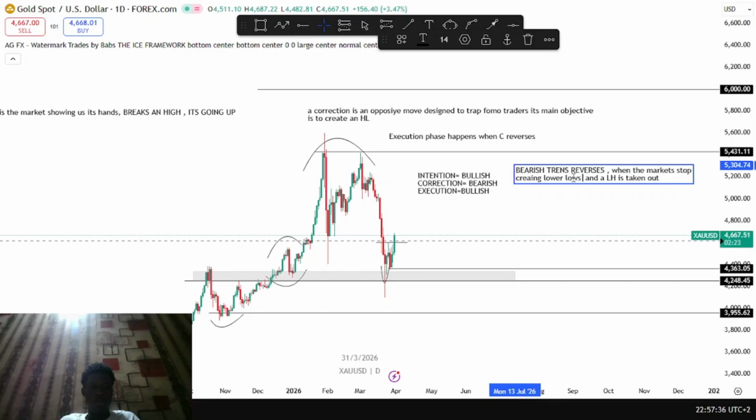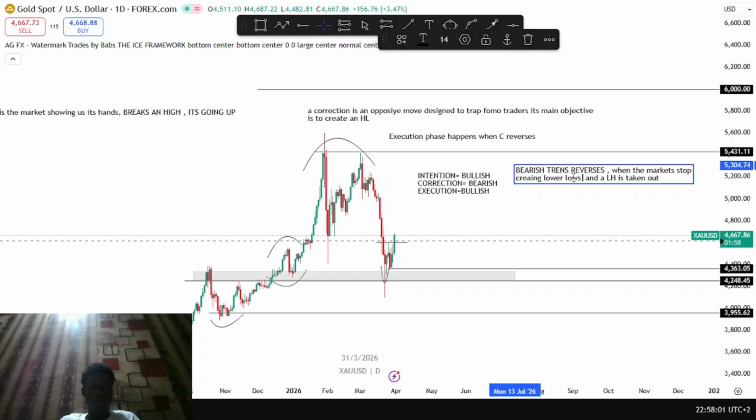We know for a bearish move, what is characteristic of a bearish move? A market taking out lows and creating lower highs. And I'm going to do a video on that, on market structure, a full course on market structure: intention, correction, execution, reversals, entry and exit. But let's just watch a good continuation of the previous video we did.